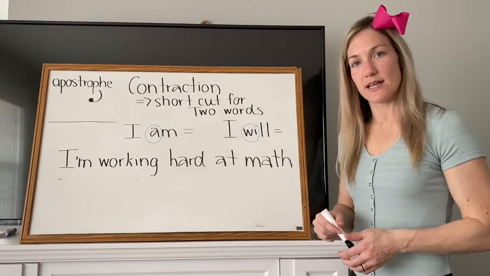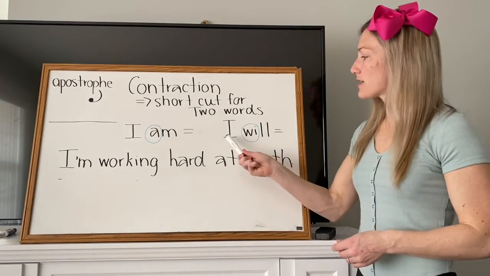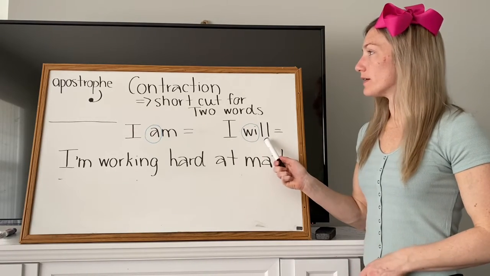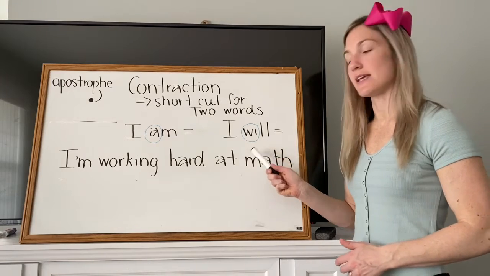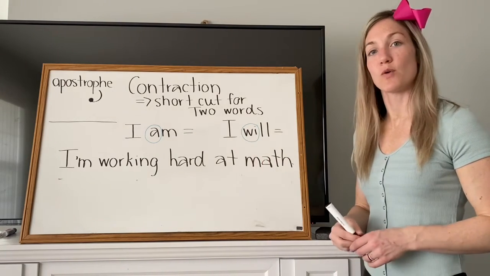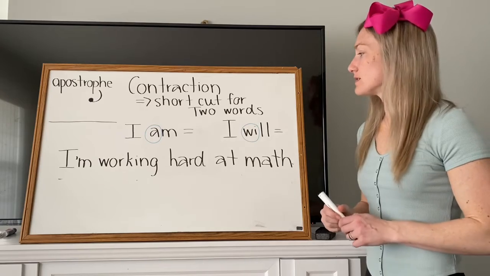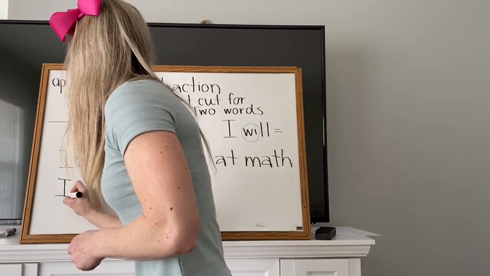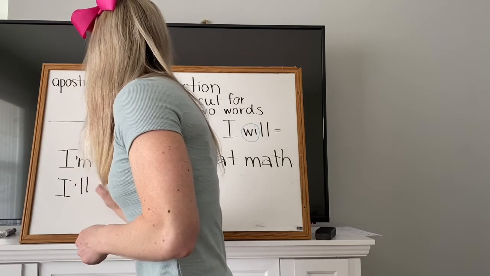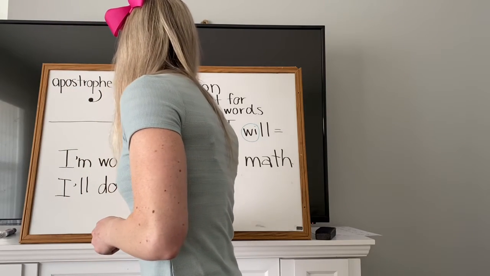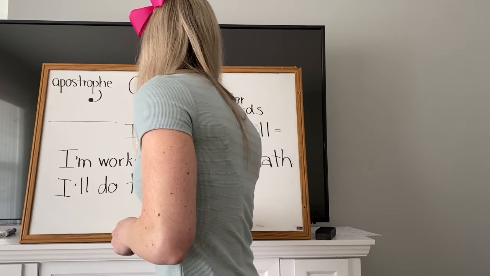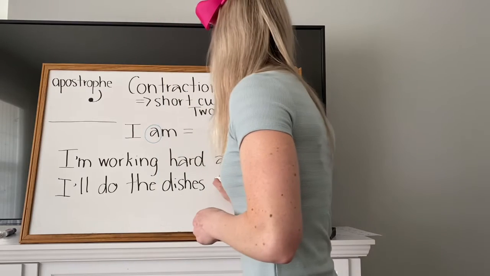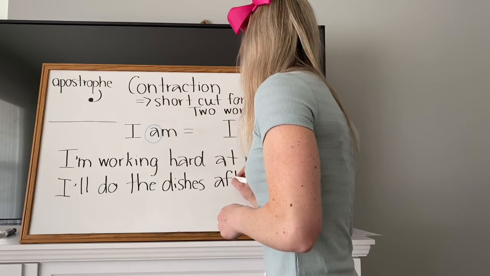Now let's look at a sentence with the contraction I'll. I'll is I will. The apostrophe takes the place of the W-I in the word will. Let's look at a sentence. I will do the dishes after supper. I'll do the dishes after supper.